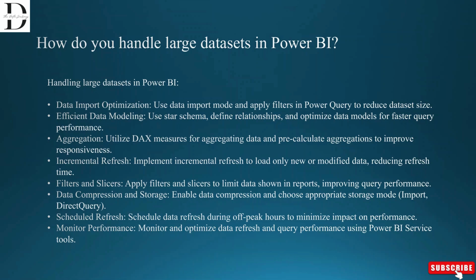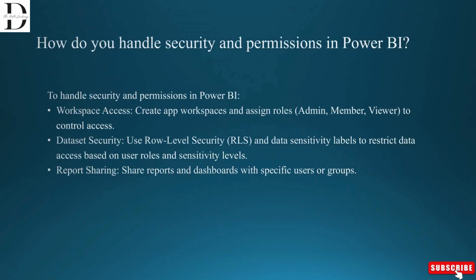How do you handle security and permissions in Power BI? To handle security and permissions in Power BI. Workspace access. Create app workspaces and assign roles, admin, member, viewer, to control access. Dataset security. Use row-level security, RLS, and data sensitivity labels to restrict data access based on user roles and sensitivity levels. Report sharing. Share reports and dashboards with specific users or groups.